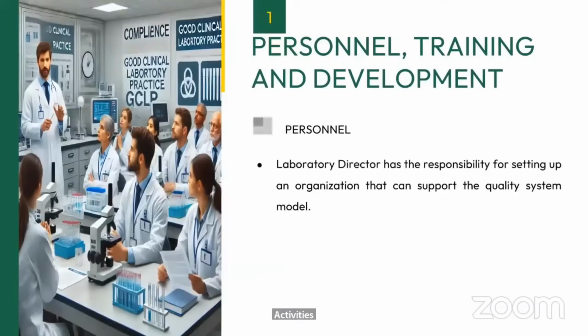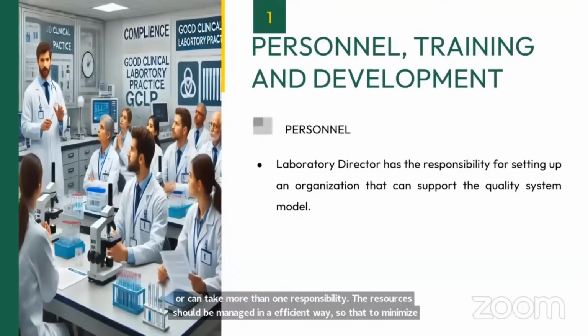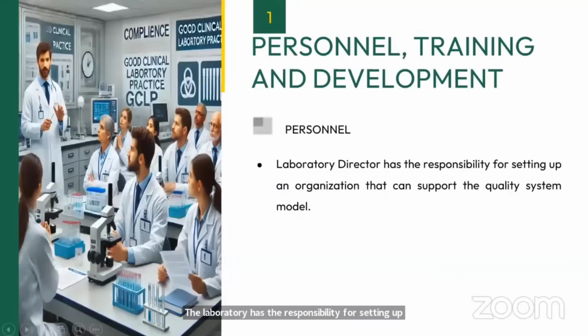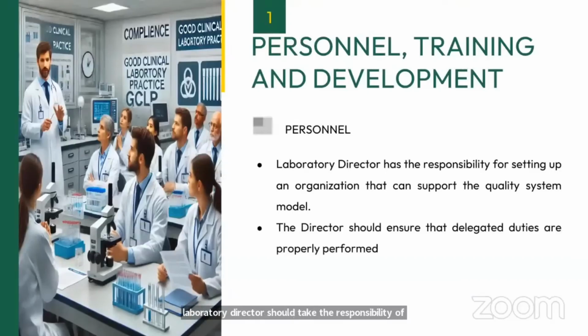The laboratory director has the responsibility for setting up an organization that can support the quality system model. To have an efficient quality system model and to promote good laboratory practices, what the organizational structure should be, what different positions there should be, what their hierarchies and qualifications should be, is the responsibility of the laboratory director. The laboratory director should take the responsibility of organizing the quality system model in your laboratory.